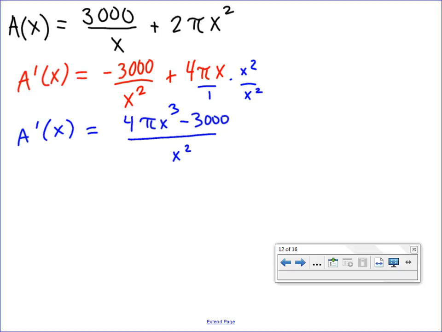Where does A have critical values? When A prime is equal to 0 or undefined. So I'll consider, does the top ever equal 0? Does the bottom ever equal 0? Well, yes. When x equals 0, A prime is undefined, but that doesn't really help me because 0 is not in the domain of my expression.